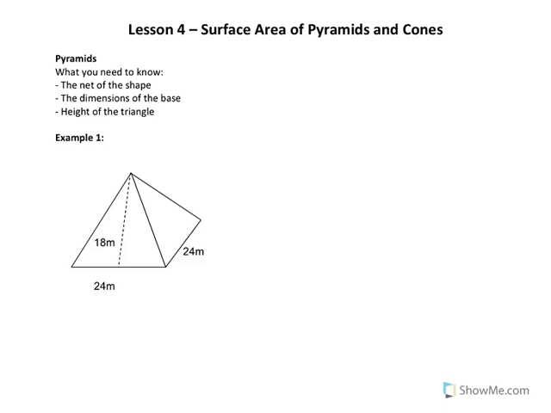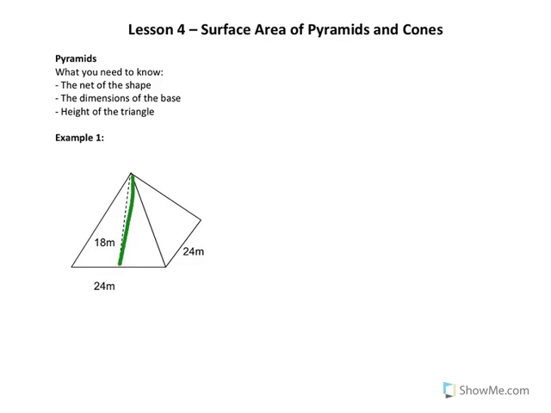Lesson 4, surface area of pyramids and cones. So you're going to have one of two situations. You're either going to have a situation where it gives you the slant. So the slant is this outside side of the pyramid. Or you're going to have the situation where it gives you the height of the pyramid, which is actually from the base to the top.